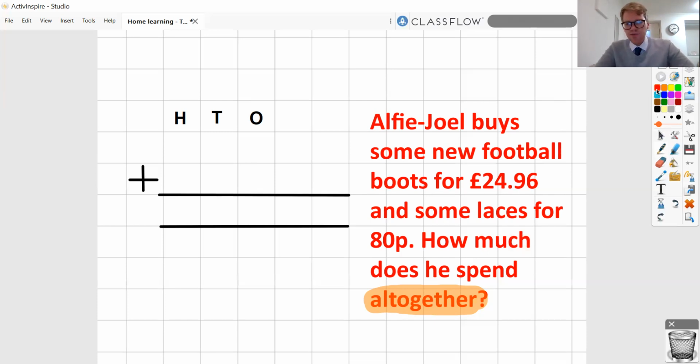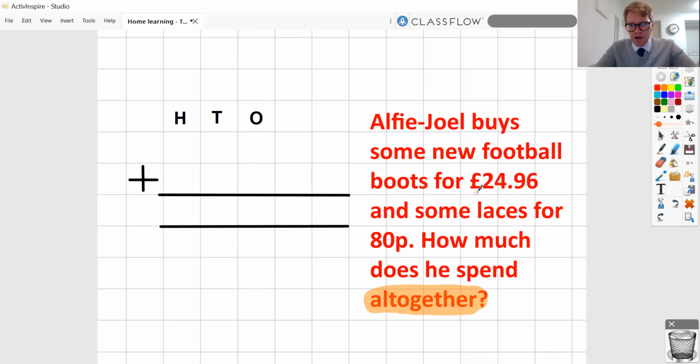So if you do have a piece of paper in front of you already, pause the video now and have a go yourself. How are you going to line this up? Where are you going to put the £24.96? Where are you going to put the 80p? Pause the video, have a think about it, come back to me. You don't need to get the answer just yet, but just try laying out where you're going to put that 80p. What's it going to be in line with? Is it going to be in line with the £24, or is it going to be in line with the 96p?